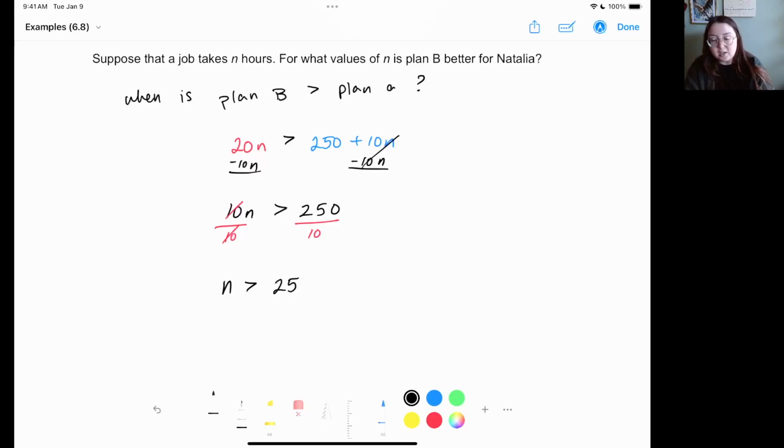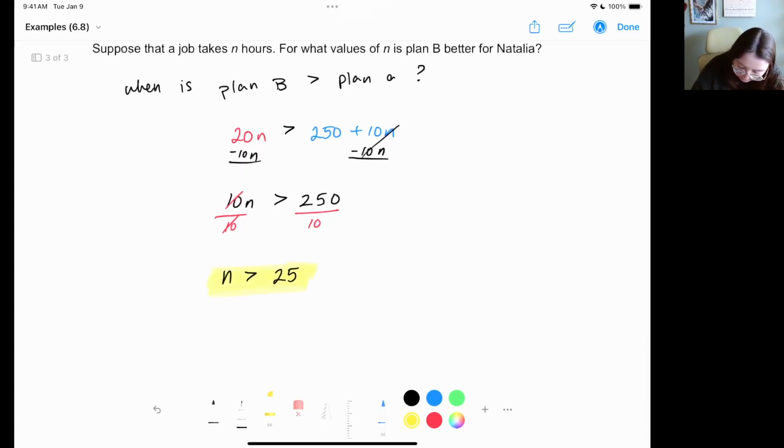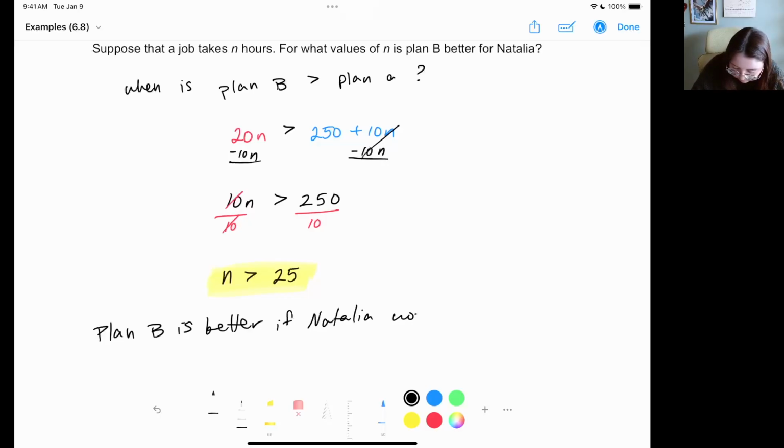So we say that n greater than 25 would satisfy our question as when is Plan B better than Plan A. So then that would make it so that when we solved, we got 25 and n is in hours. So as long as she works more than 25 hours, that's when Plan B becomes better than Plan A. So we'll go ahead and write that. This is our solution here for our answer, but we'll just write this in a sentence format since this was a word problem. So we would say Plan B is better if Natalia works more than 25 hours.